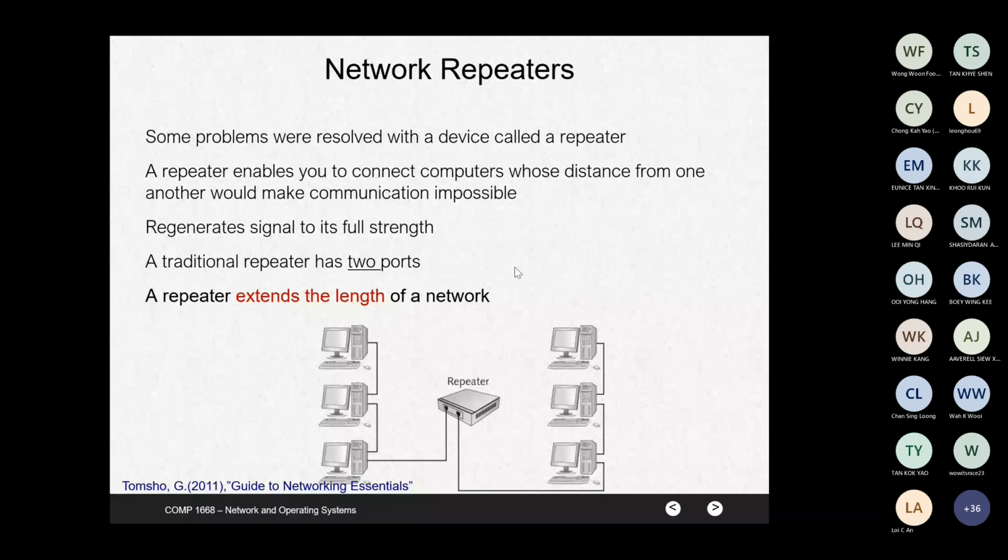A repeater enables you to connect computers whose distance from one another would make communication impossible. For example, here you see this device and this device. If they are more than 100 meters apart, you put a repeater in between to connect them. A repeater extends the length of a network. The repeater actually retransmits the signal so that it can travel more than 100 meters. Sometimes you use words like regenerate the signal to its full strength.